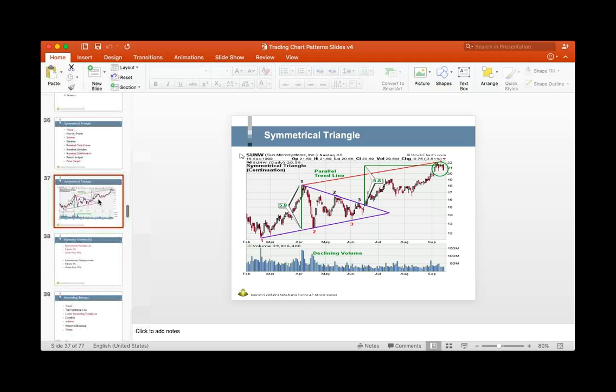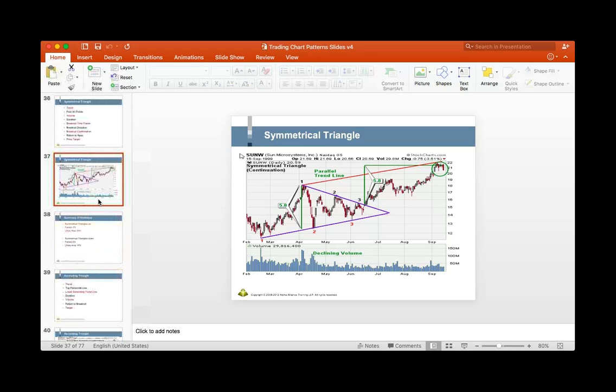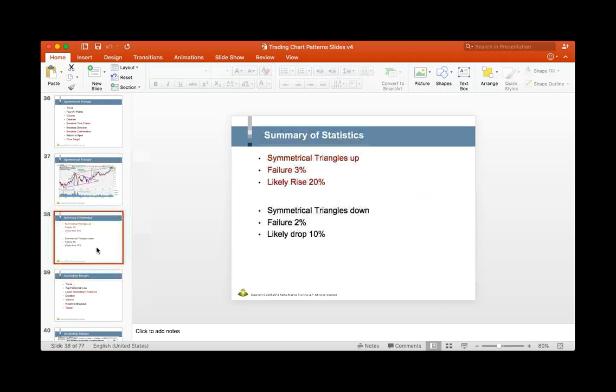So this is what we call a triangle. You can use the same principle for the ascending triangle and descending triangle. Usually for triangles the percentages are higher, compared to reversal patterns.